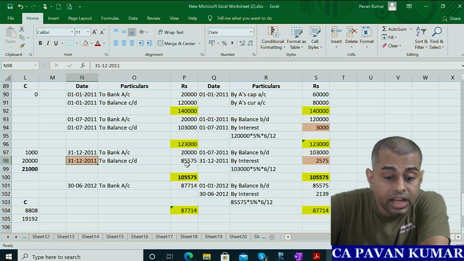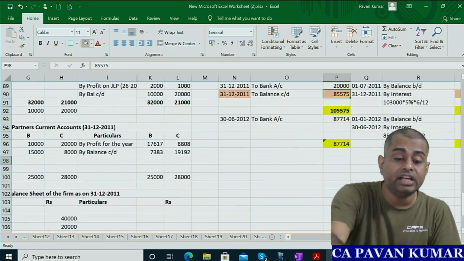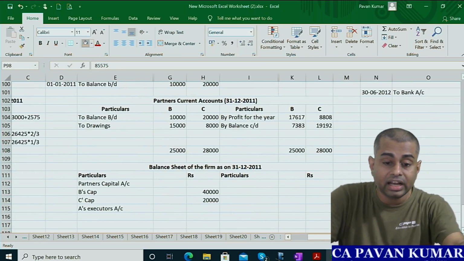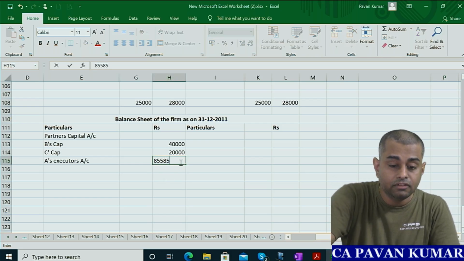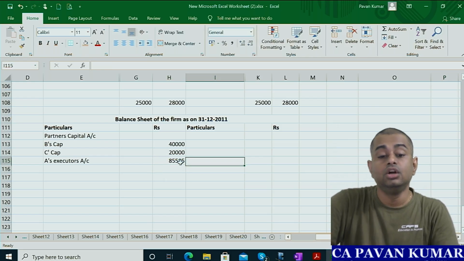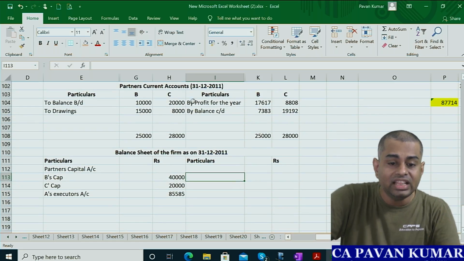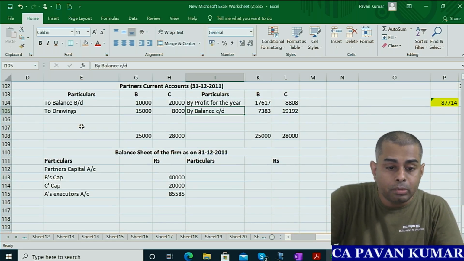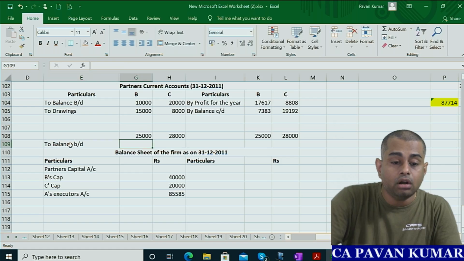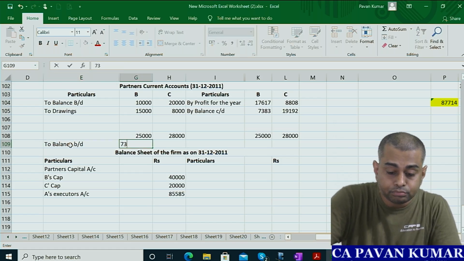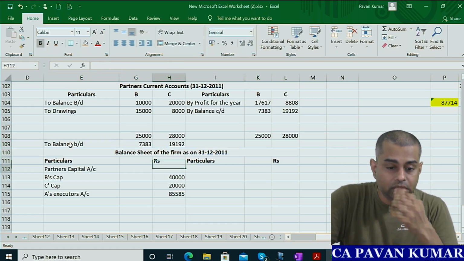A's estate is showing 85,575 balance. So can I write 85,575 here? Yes. Do we have any other debits? Yes. Just now we prepared current accounts, no? In those current accounts, these two balances are debit balances, no? To balance brought down 7383 and 19192. So those two I will write here.